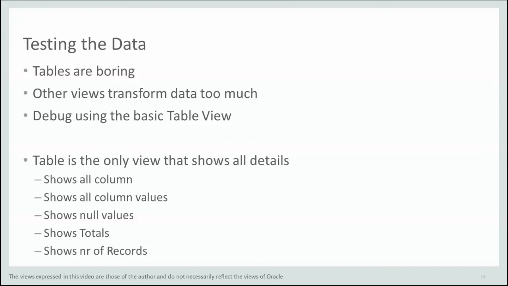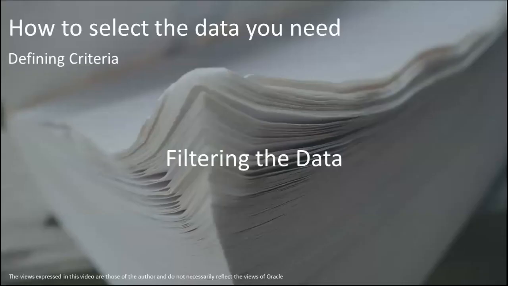Even if you only need a pie chart or a performance style, always make sure that your tables look good, since these are the only visualization forms that show all columns, all column values, null values, totals, and number of records. These are very valuable at understanding why a report is maybe behaving not as expected, why a pie chart is missing a slice, or why a pivot table does not want to show a row total. Tables are great for debugging and for understanding and verifying the data you selected.